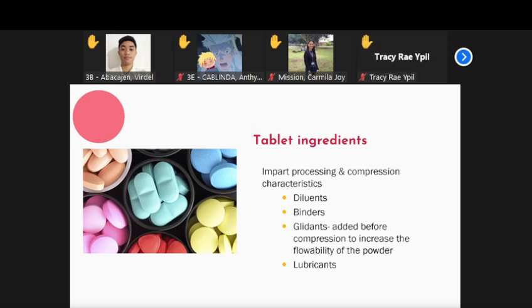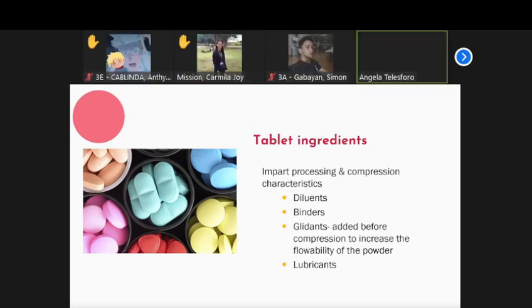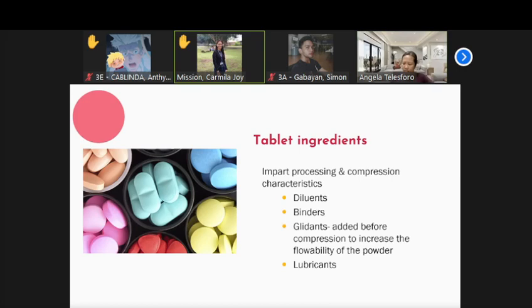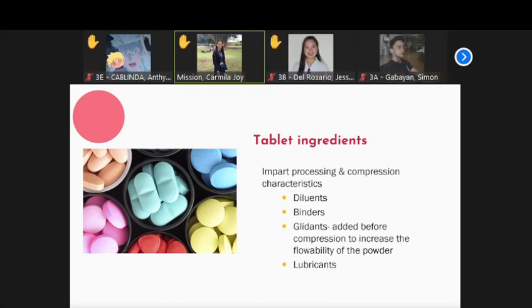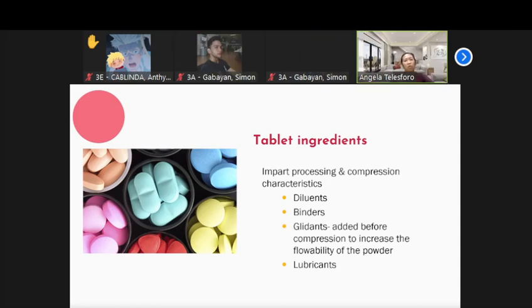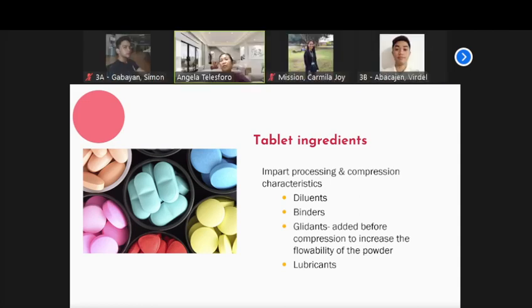Mission, add to the answer of Verdel. Try lang po, ma'am. Siguro po sa mga ingredients and again sa mga tools or yung mga machines po. Okay. So we add lubricant so that the powders or the granules will not adhere to the machines that we use. Okay.